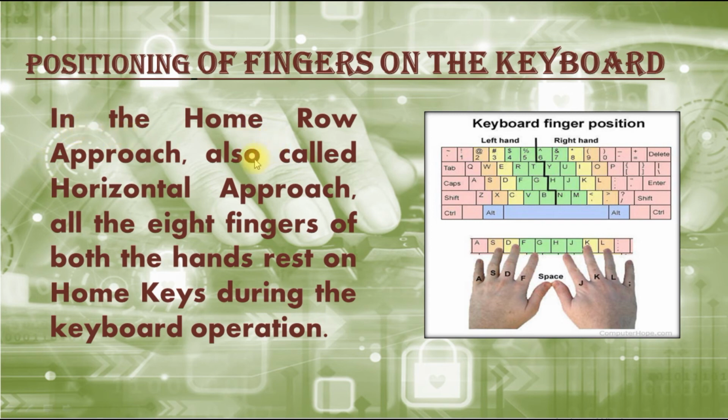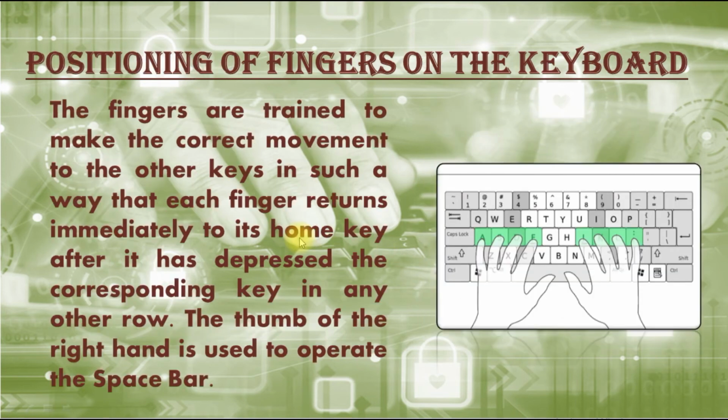In the home row approach, also called horizontal approach, all the 8 fingers of both the hands rest on home keys during the keyboard operation. कुछ इस तरह से होने चाहिए. छोटी फिंगर से स्टार्ट करो कि ASDF LKJ. ठीक है. And these thumbs are used for space bar. Then the next one is the fingers are trained to make the correct movement to the other keys in such a way that each finger returns immediately to its home key after it has depressed the corresponding key in any other row. The thumb of the right hand is used to operate the space bar. कुछ इस तरह से.